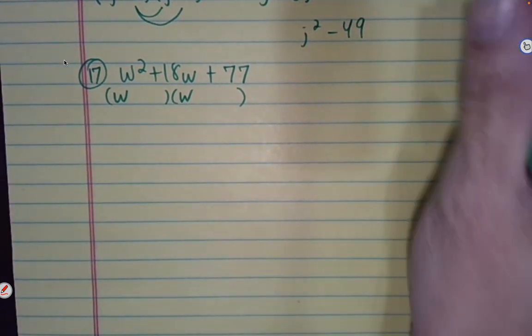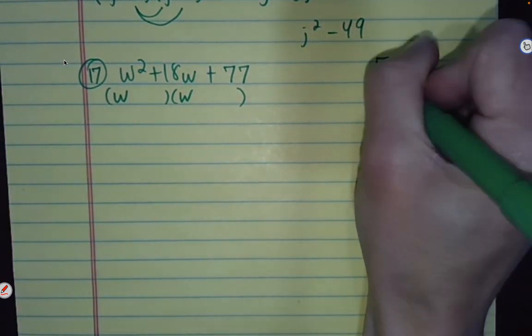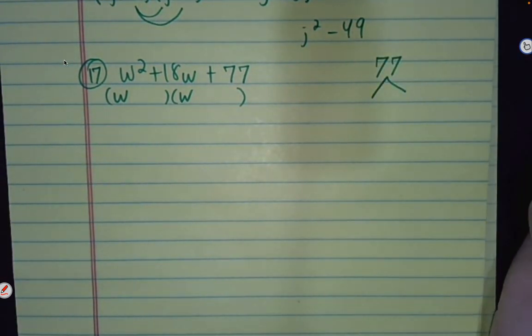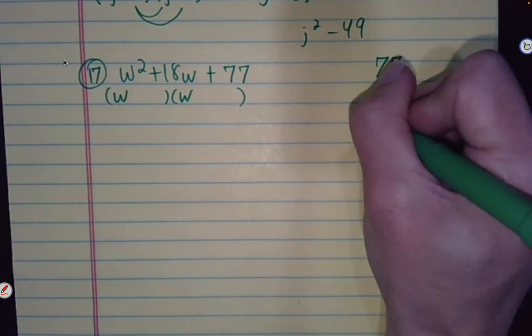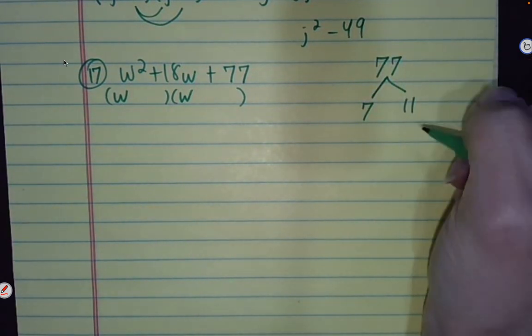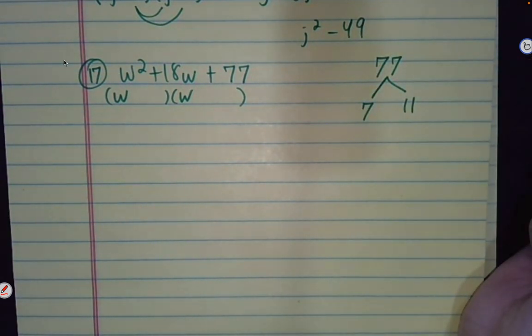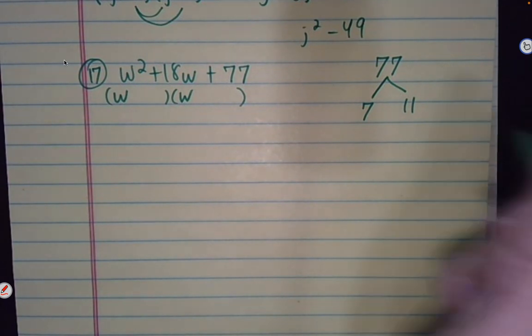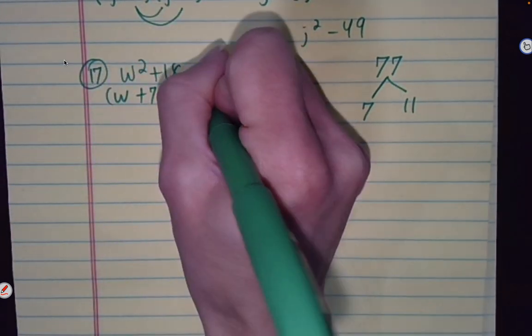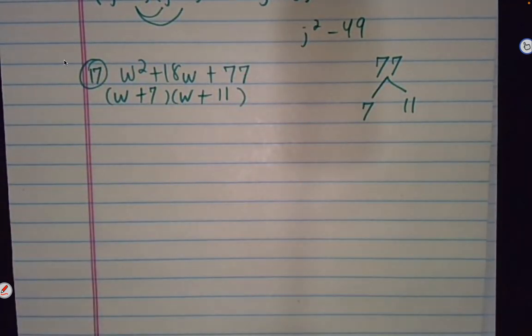Yeah, what times what is 77? That's what I mean by that. So let's list them. I can only think of one. Yeah, 7 times 11. Does that add up to our middle number? It does. So those are my 2 answers. Plus 7, plus 11. Okay?